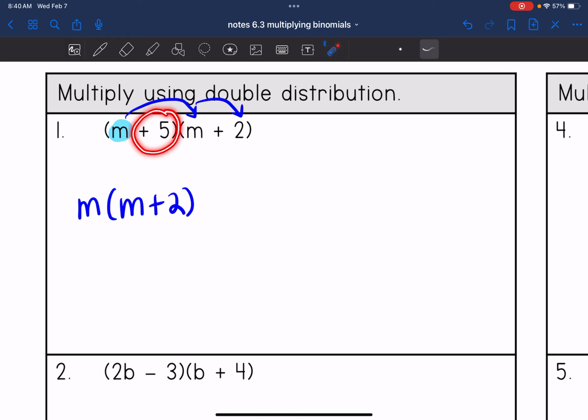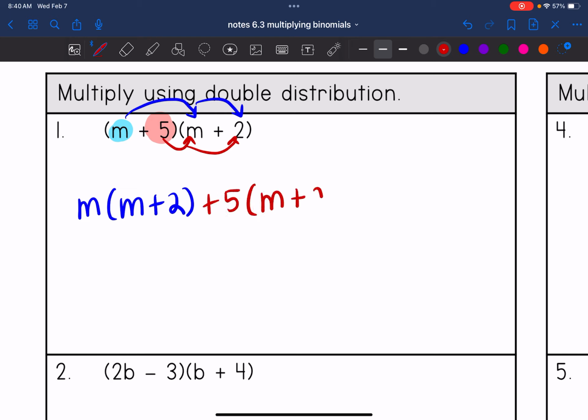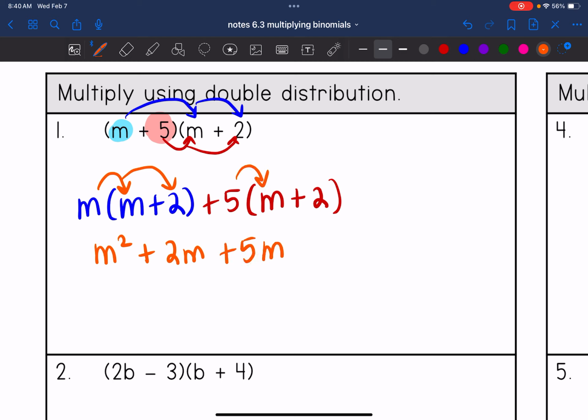Okay, so then now let's do the second term, the plus 5. I'm going to use a different color here. And we want to distribute that to both terms. So plus 5 gets multiplied to m plus 2. Okay, now let's go through and do all of our multiplying. M times m is m squared. M times 2 is 2m. 5 times m is 5m, and 5 times 2 is 10.